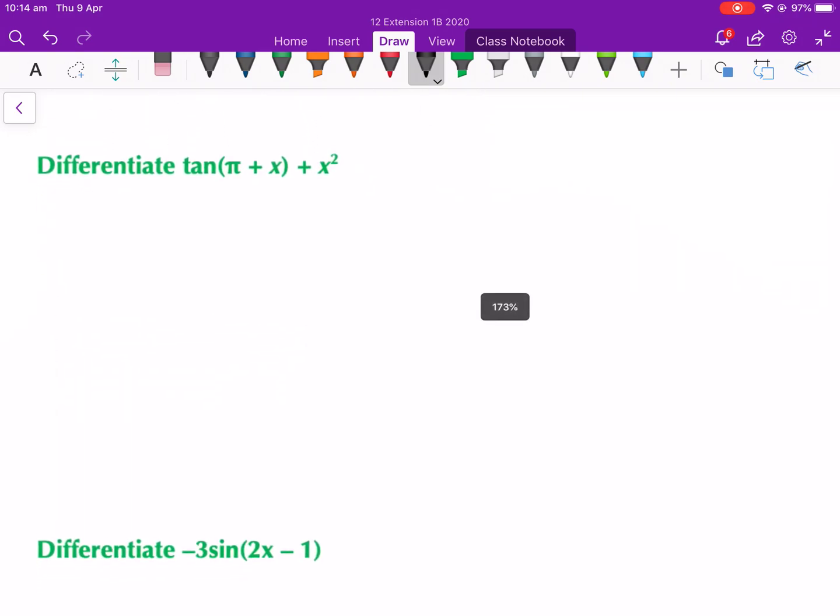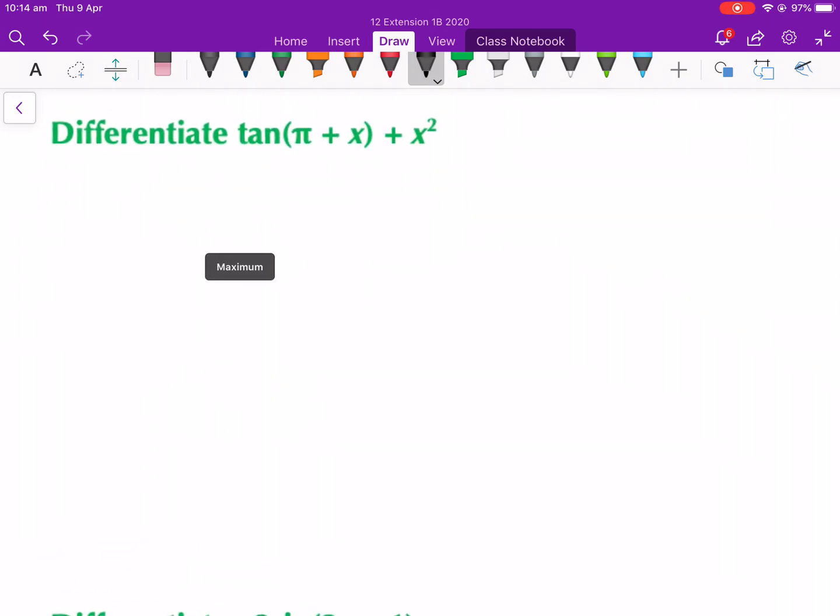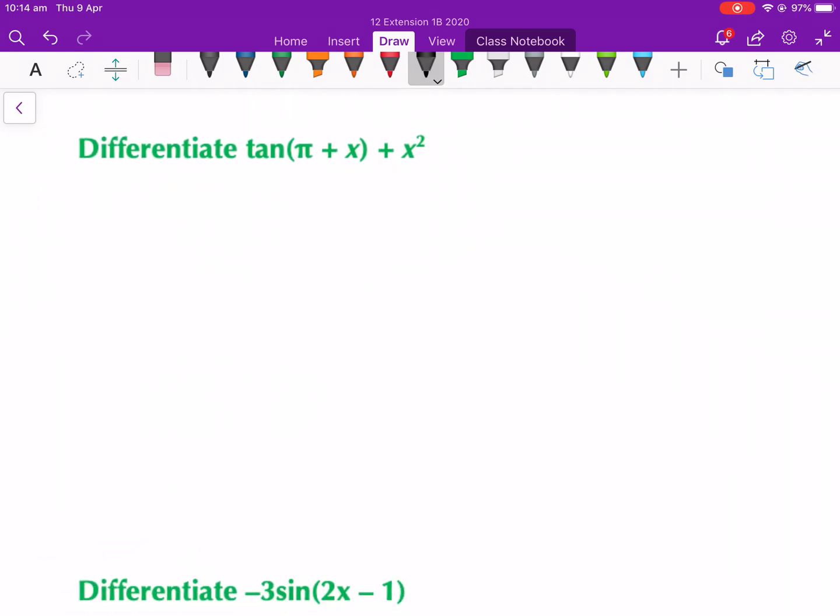Okay, moving on. We have to differentiate tan of pi plus x, plus x squared. Note how this is not inside the bracket, therefore we've actually got two separate terms here, and we'll differentiate these as two separate terms. So firstly, tan of pi plus x. The differential of this bracket is just 1, because the pi is a constant, so when we differentiate that it becomes 0, and the differential of x is just 1.